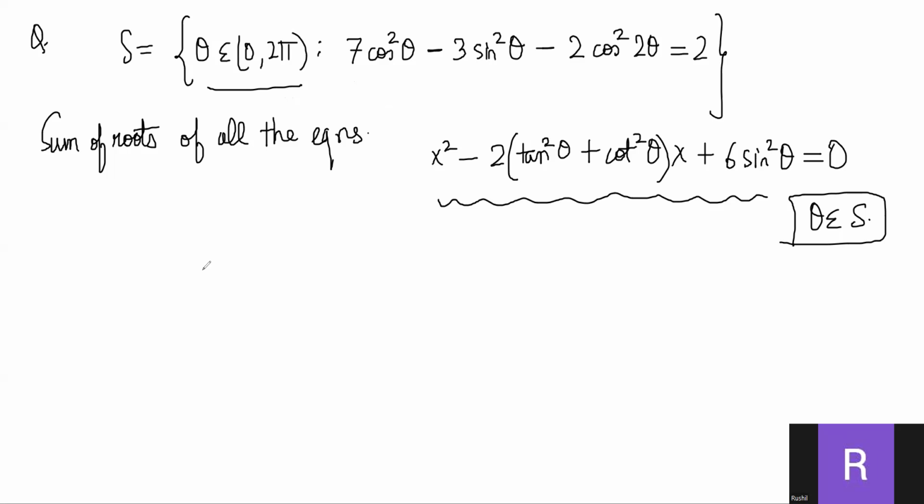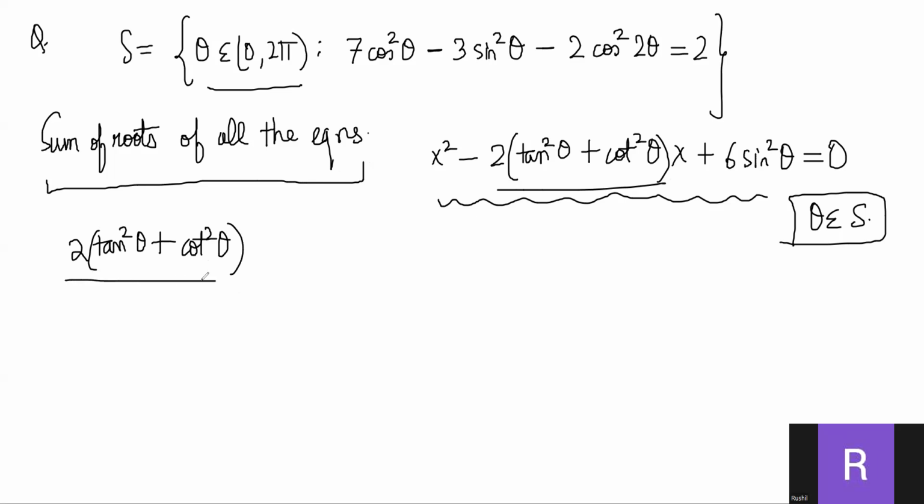What will I do here? We'll solve the equation that they've given first in the sum of roots of all equations they're asking. Sum of roots is obviously this only. We need to find 2 times tan square theta plus cot square theta. We don't even need to do anything here. Just need to find this, where theta belongs to this. So they are just confusing you. They could have just asked directly this.